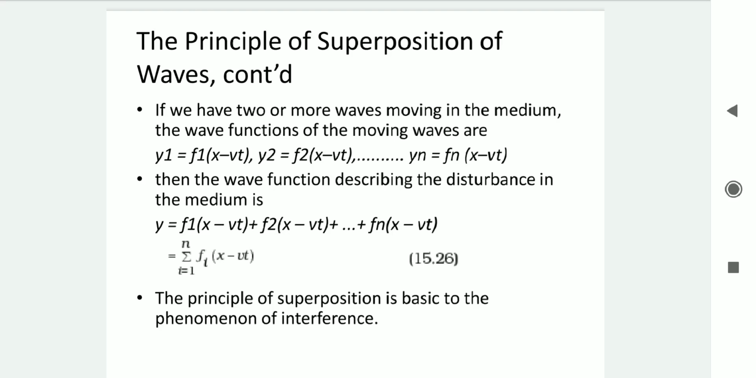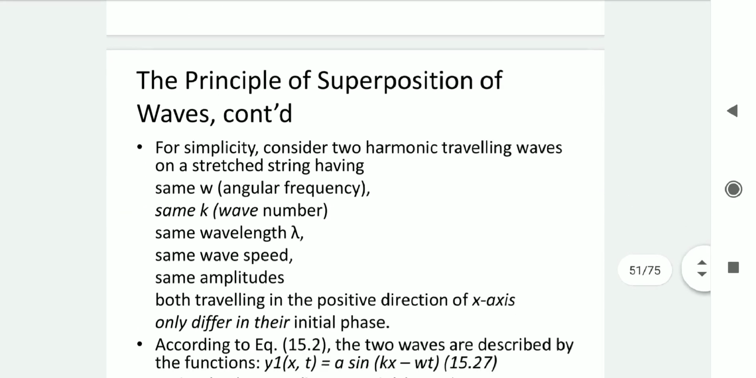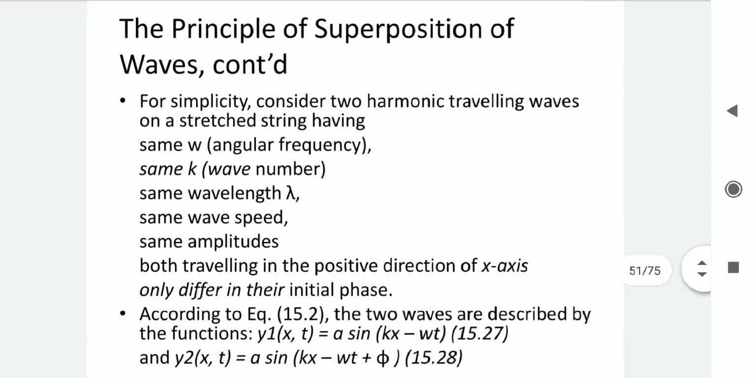Now for simplicity, let us consider two waves traveling on a stretched string. We are assuming some parameters: both waves have the same angular frequency omega, the same wave number k, the same wavelength lambda, the same speed v and the same amplitude a. Both are traveling in the same direction, the positive x-axis. They differ only in their initial phase value phi.